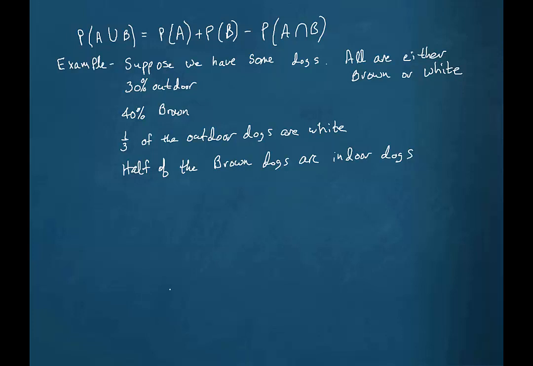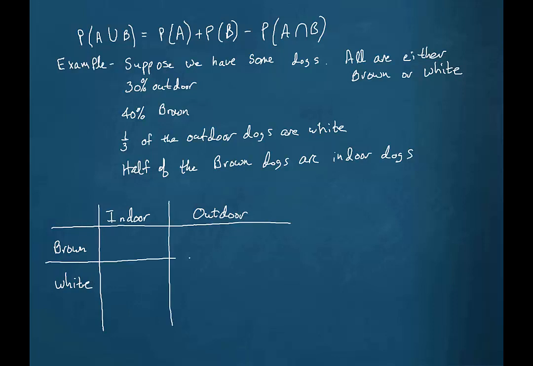And in cases like this, the best thing to do is to construct a table. What all do we know about these dogs? Some are indoor dogs, and some are outdoor dogs. Some are brown, and some are white. So we start then by making a table and putting a category for each thing we know about them. And then we might put a total row and a total column.